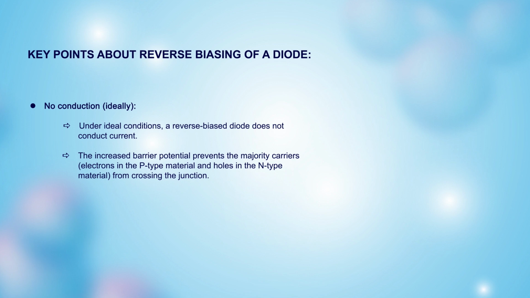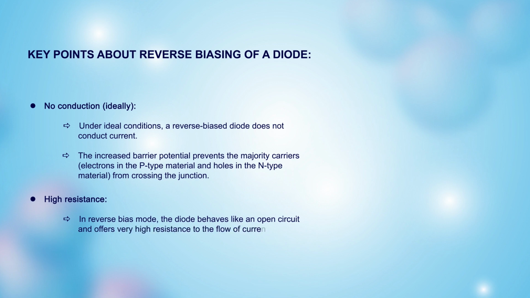The increased barrier potential prevents the majority carriers, that is electrons in the p type material and holes in the n type material, from crossing the junction. Second point is high resistance. As we know, when the current is blocked from moving from one end to another, the resistance during the reverse bias condition is very high. So, in reverse bias mode, the diode behaves like an open circuit and offers very high resistance to the flow of current in the reverse direction.